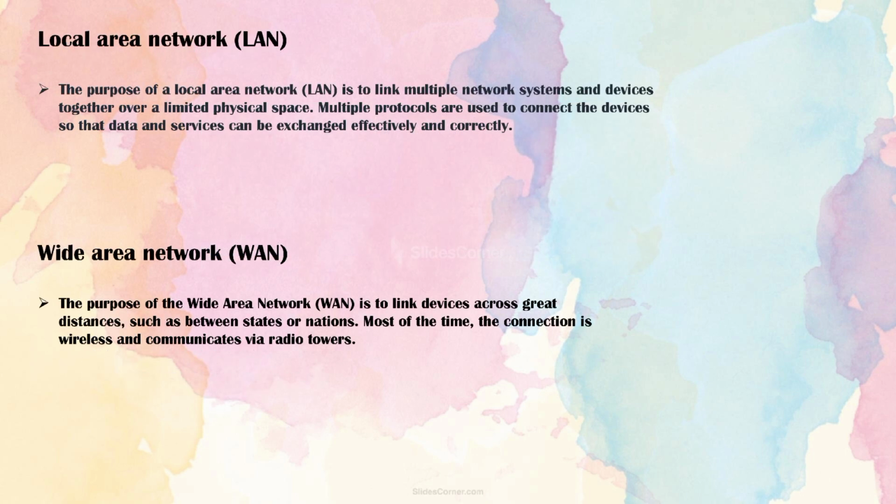Local area network. The purpose of a local area network is to link multiple network systems and devices together over a limited physical space. Multiple protocols are used to connect the devices so that data and services can be exchanged efficiently and correctly. Wide area network. The purpose of a wide area network is to link devices across great distances, such as between states or nations. Most of the time the connection is wireless and communication is by radio tower.